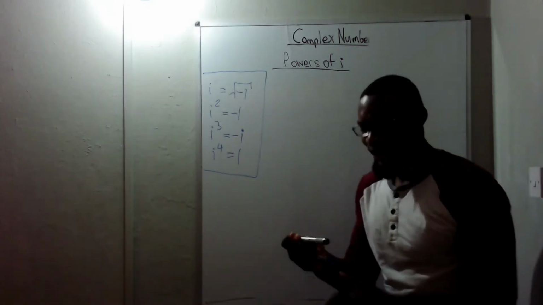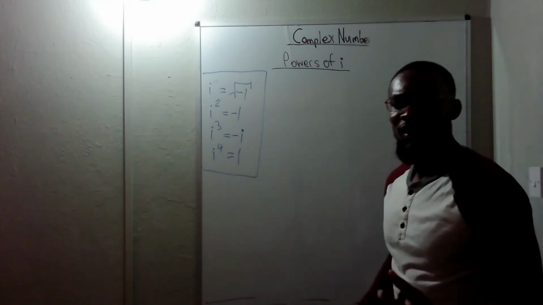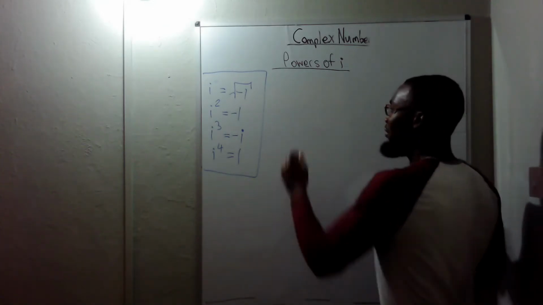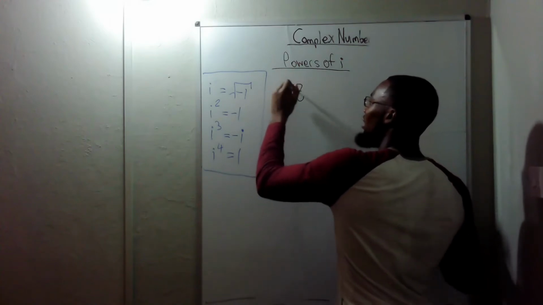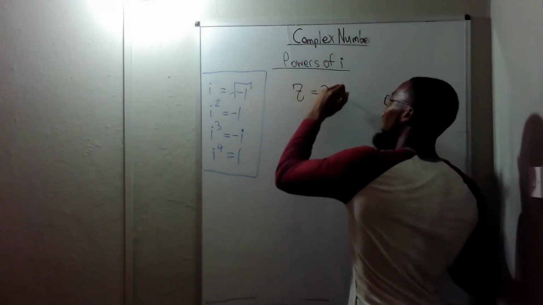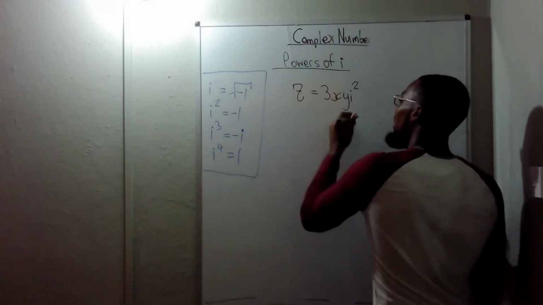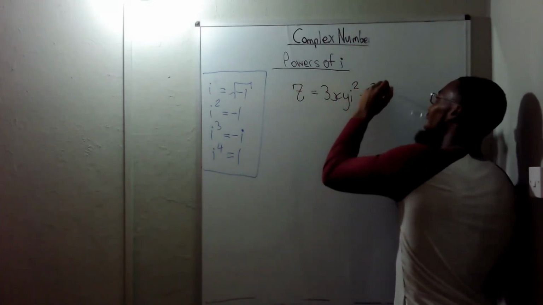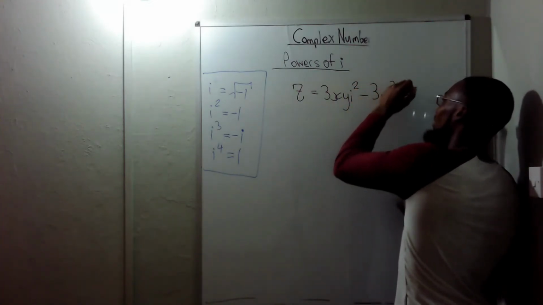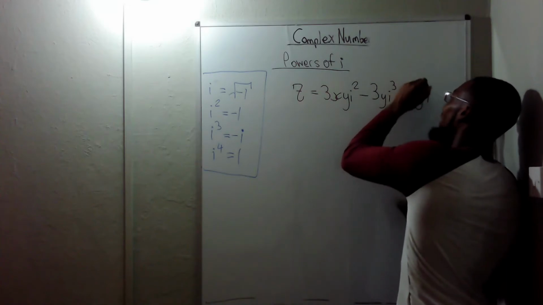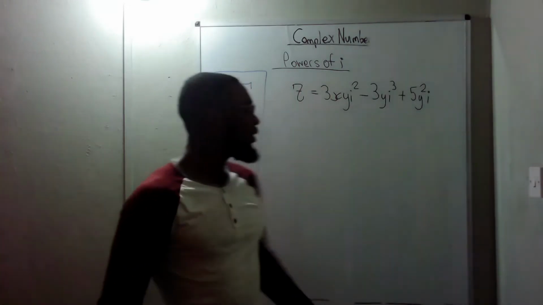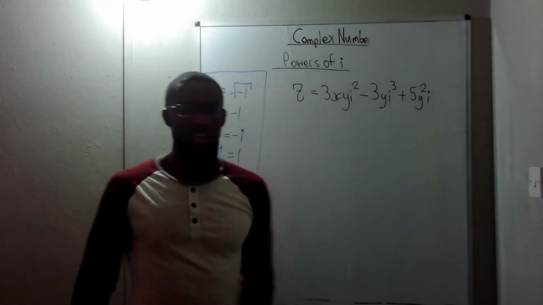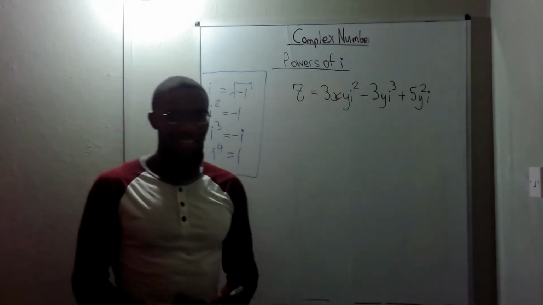So now let's continue, and I'm going to put some more and we're going to write down the real part and the imaginary part. Let's say they give you this complex number z is equal to 3xy i squared minus 3y i cubed plus 5y squared i. And they say write down the real part and the imaginary part. So take 5 seconds. State the real part.